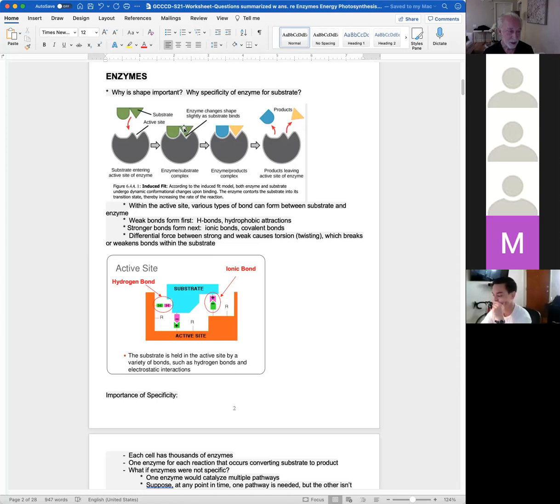So that's one type of bond. The other type of bond is shown here below, between the substrate and the enzyme. So within the substrate, there are bonds holding it together. When it fits into the active site, bonds form between the substrate and the enzyme, and it's the formation of those bonds that causes the change in shape that yields products.